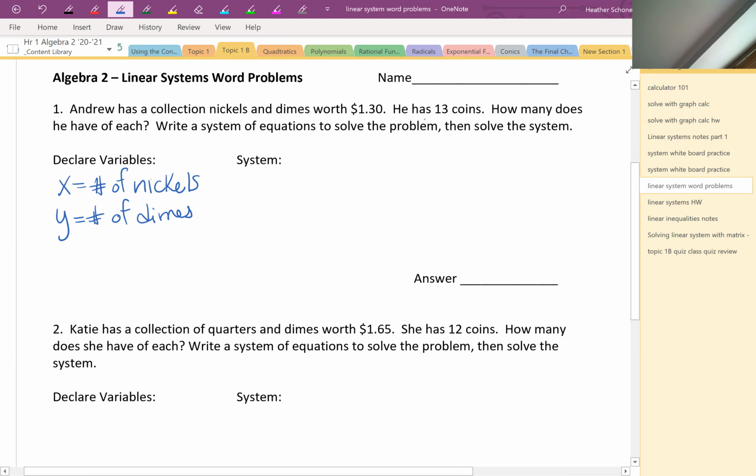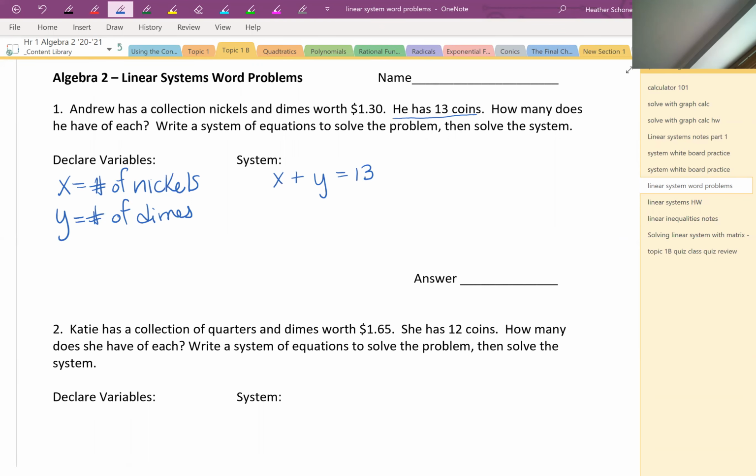So in the first one, it tells us that we have 13 coins. So we don't know how many he has of each, but we know altogether it's 13. So then if we add the number of nickels plus the number of dimes, we know it'll equal 13. So that's one of our equations. Now we need to write a second equation for the value of the money.